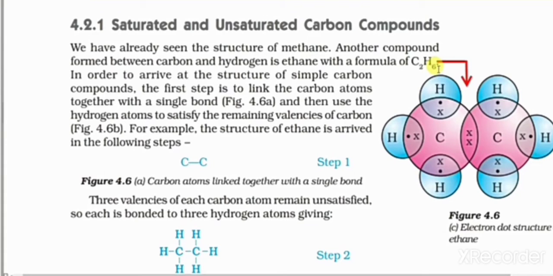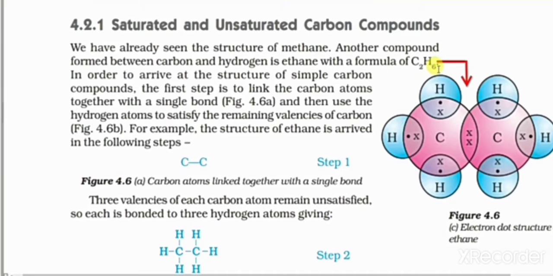Let us study about saturated and unsaturated hydrocarbons or carbon compounds. We have already seen the structure of methane. It has one carbon atom in the center and four hydrogen atoms attached to it. Because the valence electrons present in carbon is 4 and hydrogen has one valence electron, it is saturated. Another compound formed between carbon and hydrogen is ethane.